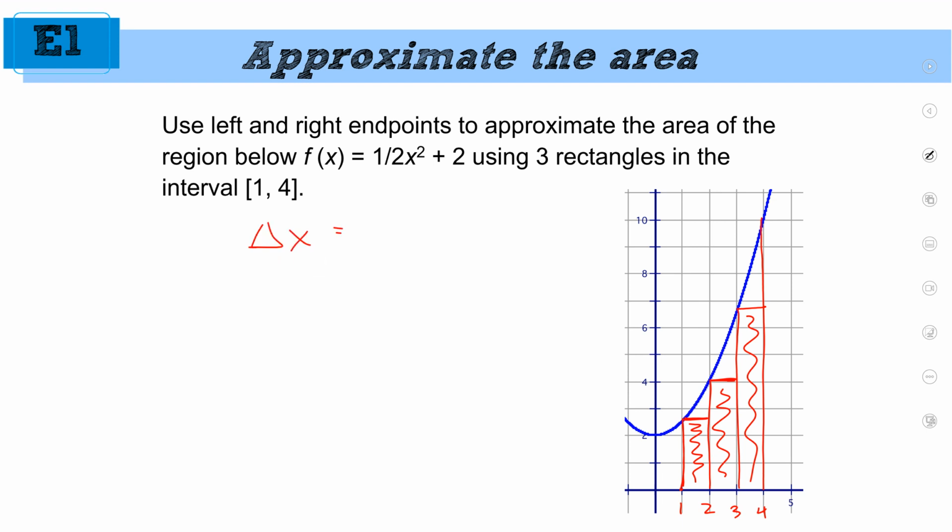Let's start by doing delta x. Delta x is 4 minus 1 divided by 3. Oh, look, delta x is 1. I chose some pretty numbers. Rectangle number 1.